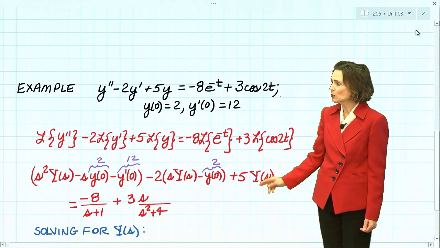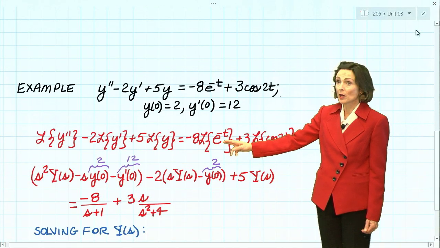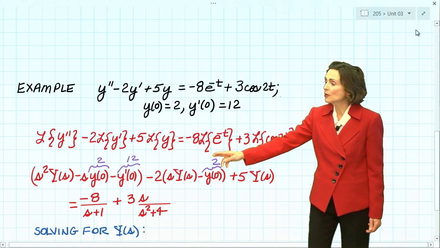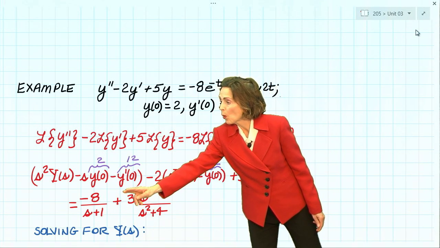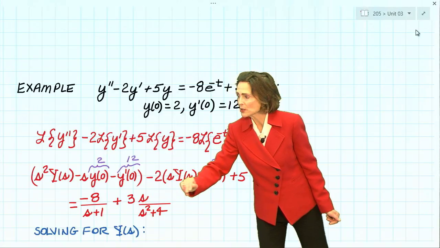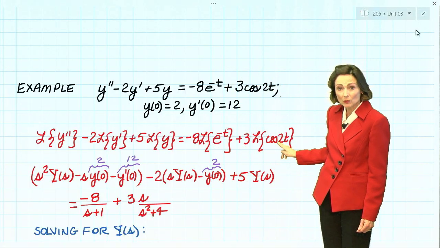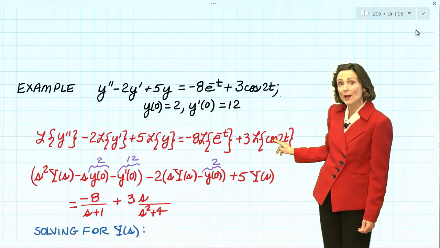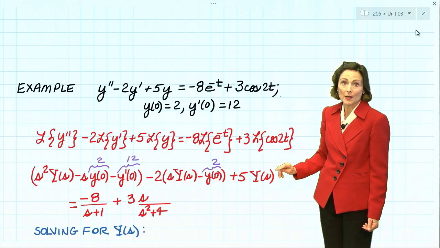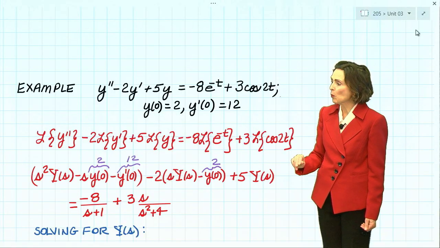going to be equal to, on the right-hand side, we know that the Laplace transform of e to the minus t is 1 over s minus a, minus 1, or s plus 1, and the Laplace transform of cosine 2t is s over s squared plus 2 squared, or s over s squared plus 4.